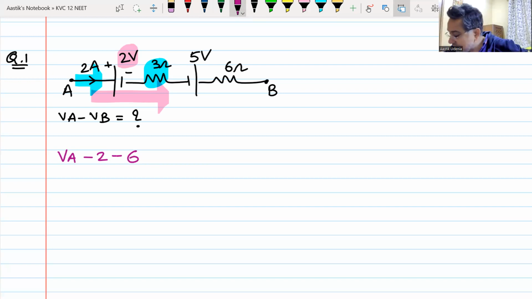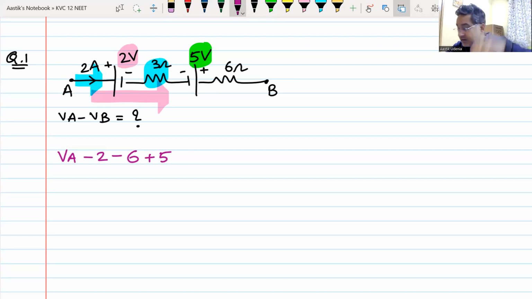Good. Then I see this battery and I move from negative to the positive. So what happens? Positive. Plus how much? Not 5 into 2. It's only 5. Do we understand this?